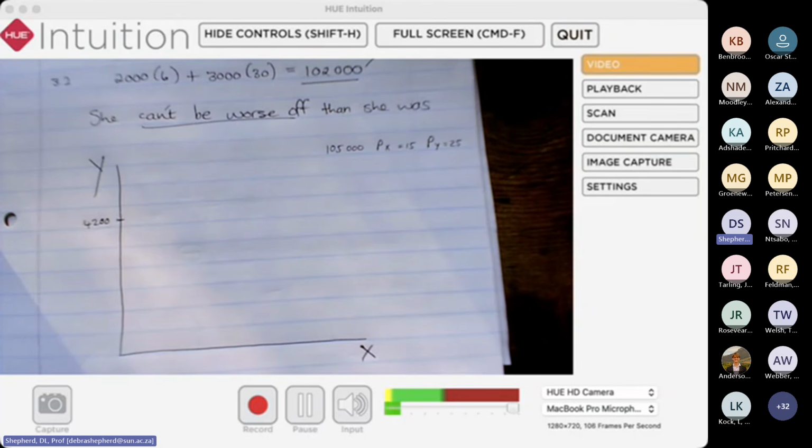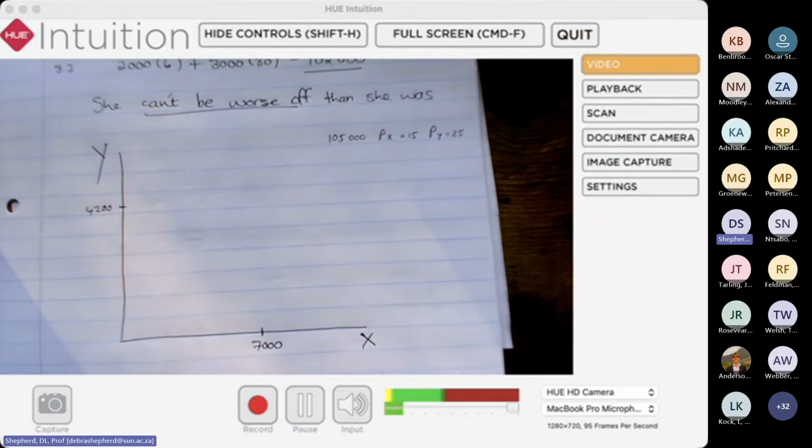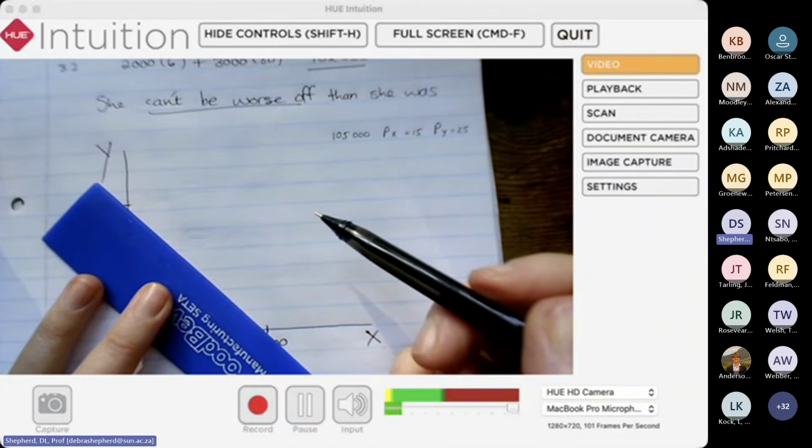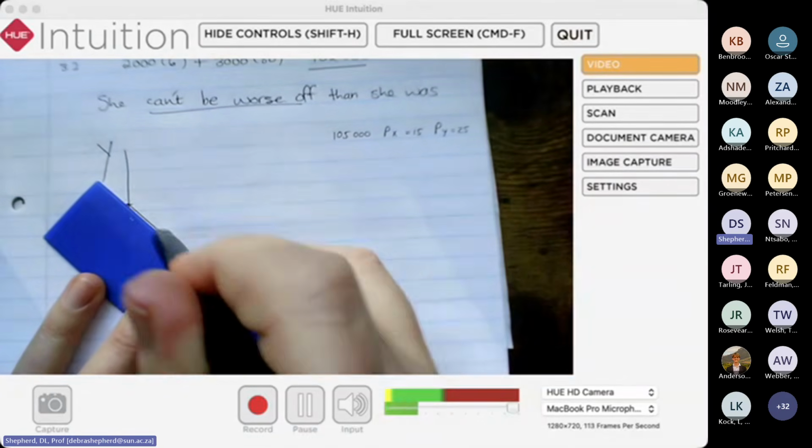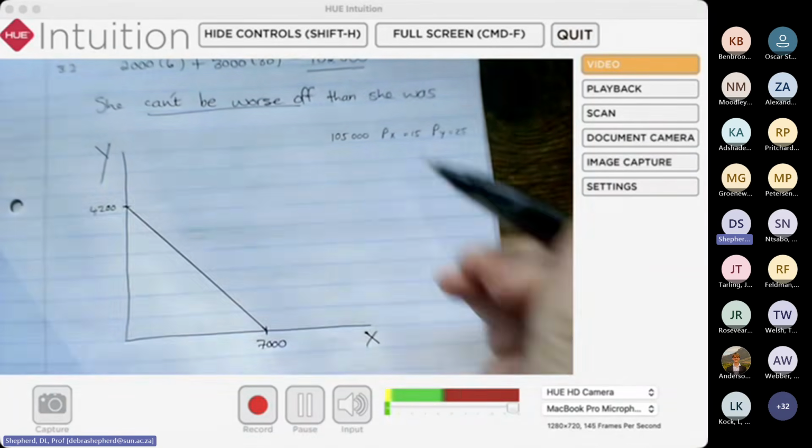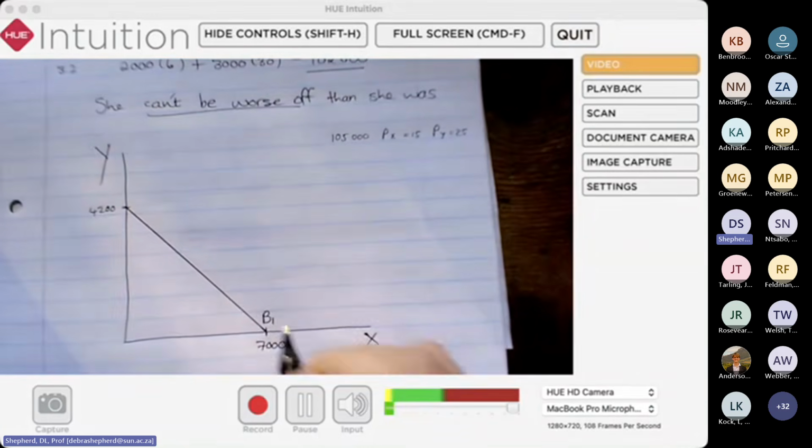If she had instead spent all her 105,000 on X, she would have had 7,000 units of X. So these 2 points represent her real income in terms of X and Y in 2025. And if I combine or join these 2 points, I end up with her 2025 budget constraint. And I'm going to label it B1.